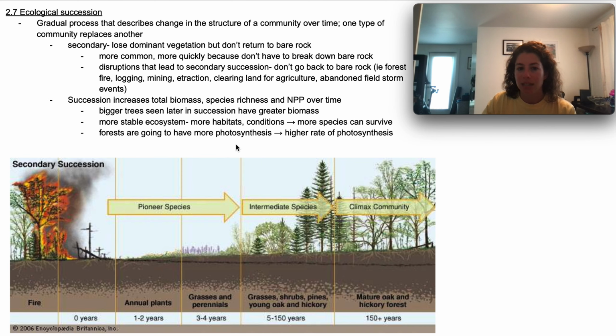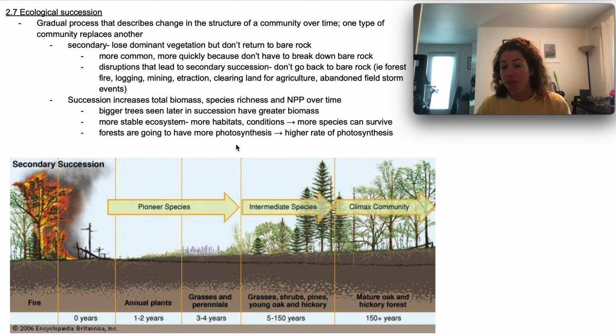In secondary succession, you do lose your dominant vegetation. So you are pushed back at some point from your climax community or even from your intermediate species community back to a previous point in ecological succession, but not all the way back to bare rock. So you still are changing your community structure, but you don't return to bare rock. You just lose your primary vegetation.